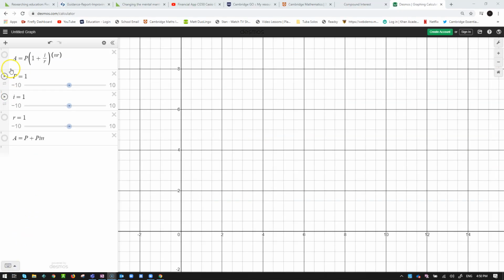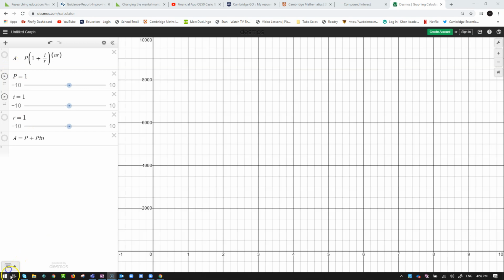So over here in Desmos, you see I've got my two equations here. The compound interest one up the top, principal 1 plus the interest rate divided by the number of rests to the power of the number of years times the number of rests, total number of compounding periods, and down the bottom, that special version of the total amount being the principal plus the interest, and of course the interest when we're talking simple interest is PIN. So what values did I need to put in?